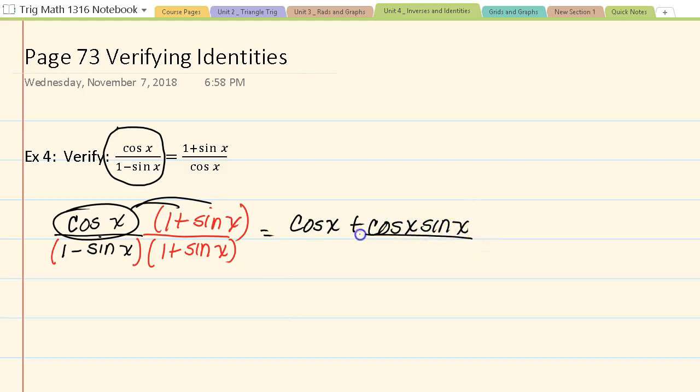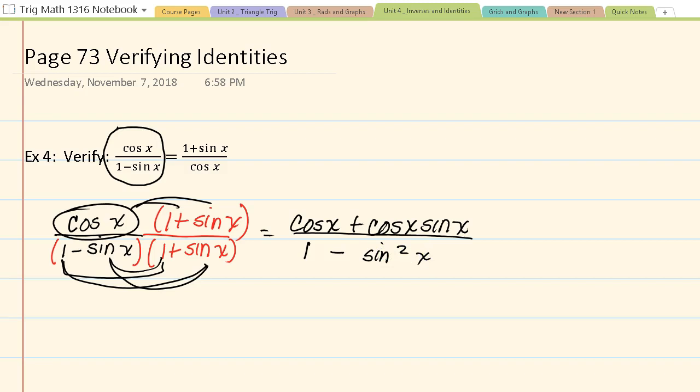In the bottom, I'm going to do FOIL and find 1 minus, so that's 1 times 1. Notice on the inside I have negative sine of x, positive sine of x, so they're going to cancel out. And then I'm going to multiply my two sines, so I'm going to get negative sine squared of x.